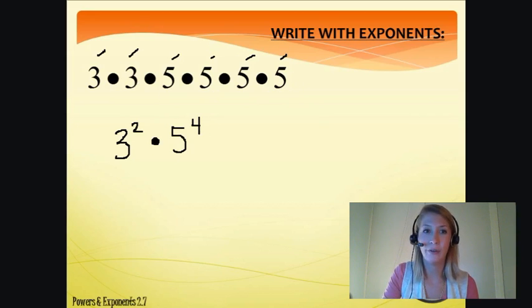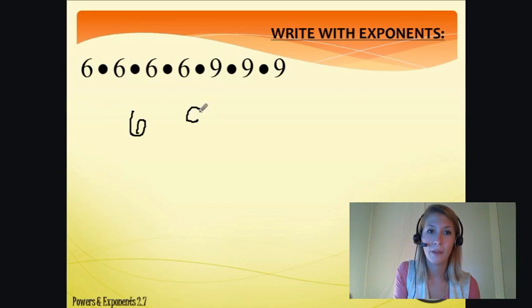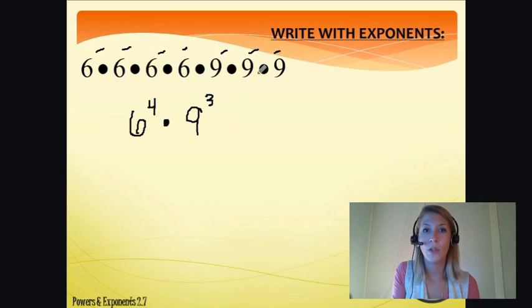Let's take a look at another example. Here we have our bases of 6 and 9, and our operation is multiplication. 6 is being multiplied 1, 2, 3, 4 times, and 9 is being multiplied 1, 2, 3 times. So with this repeated multiplication using exponents, this is how we would rewrite it.